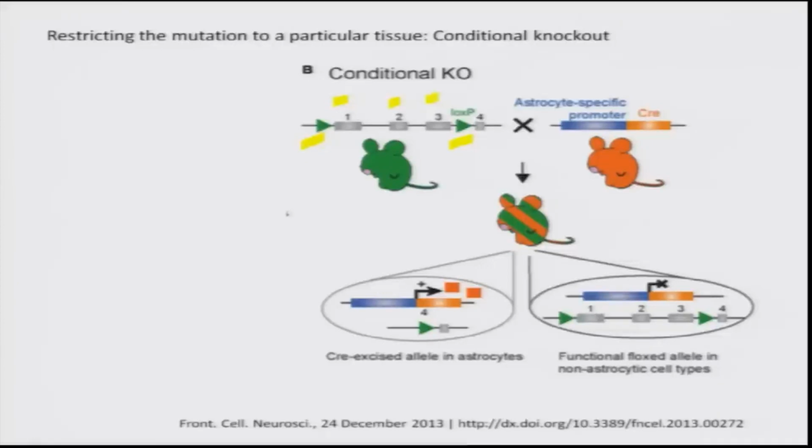What you do is, whichever region that you wish to delete, on either side of it you add a small sequence which is called loxP sites. You can go to the literature and find what these small sequences are, and these are the sequences that are identified by a recombinase which is bacterial in origin.